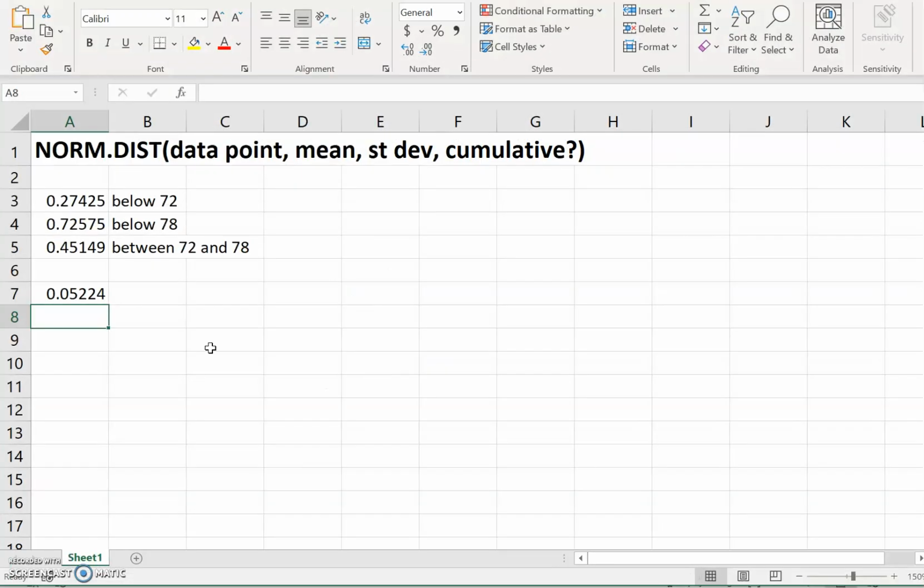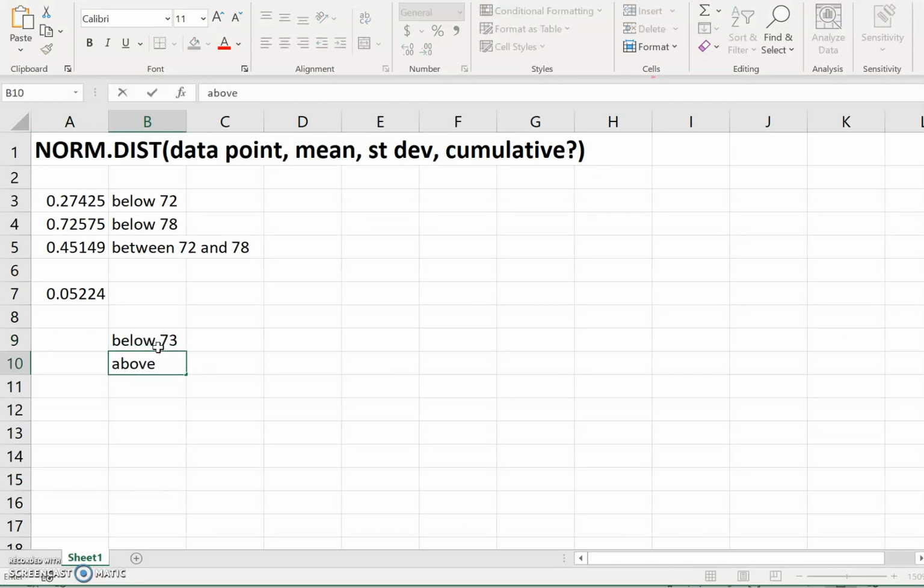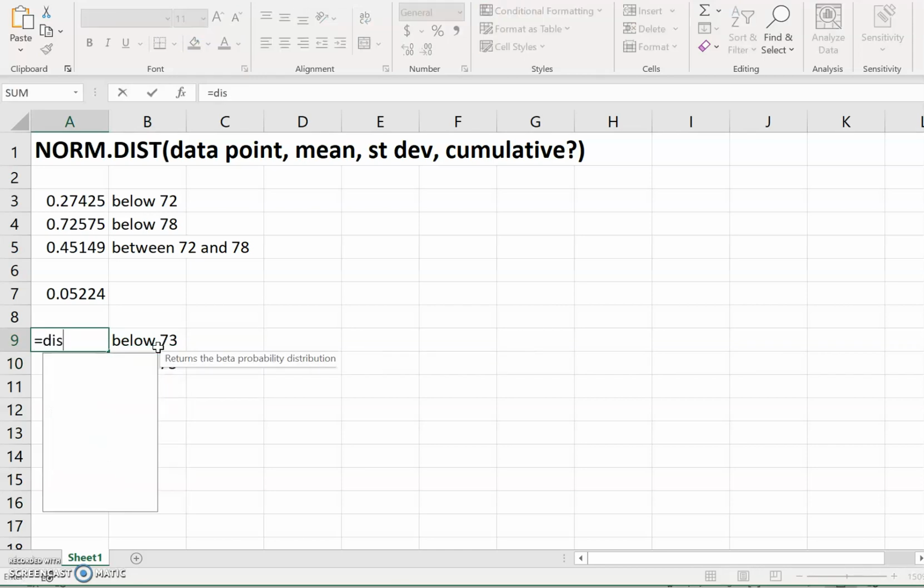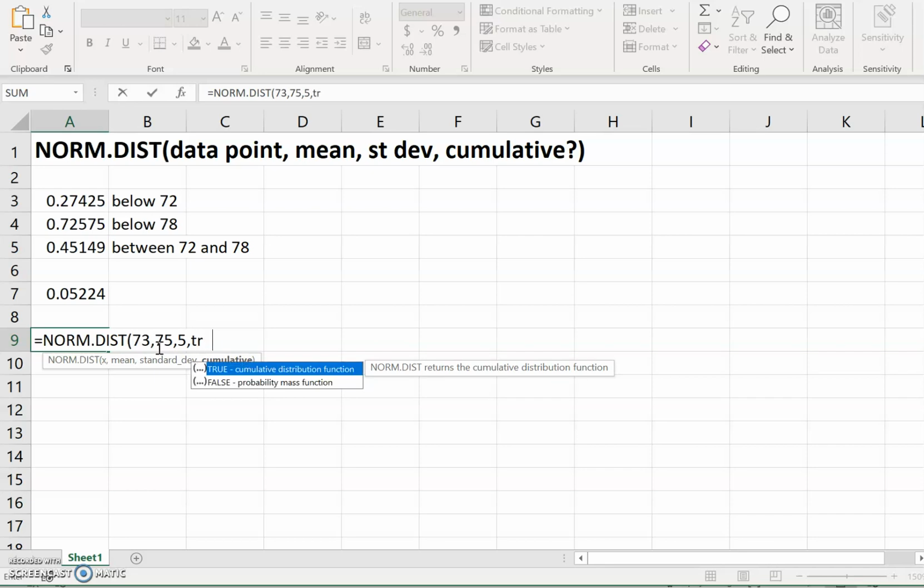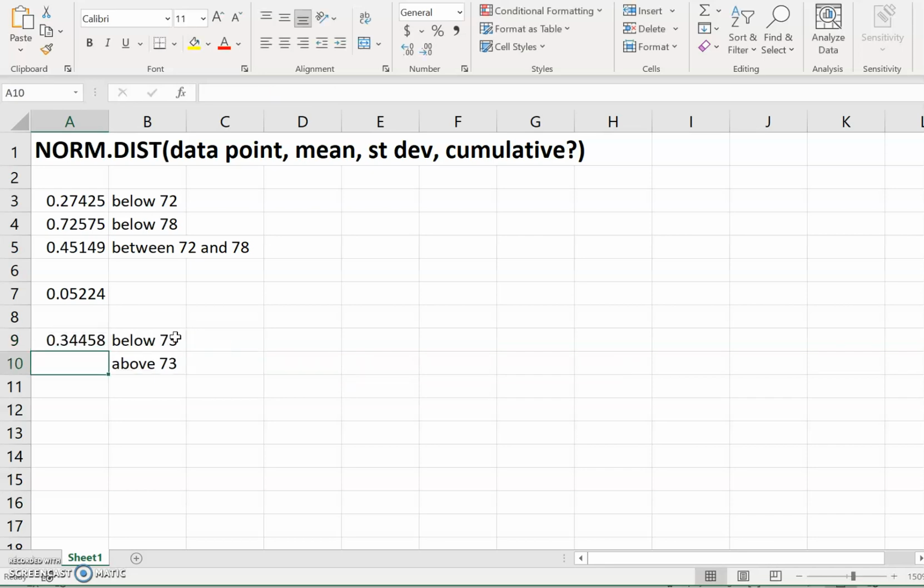So we want a score of at least 73. Well, okay. We can look at below 73 and then above 73. So below 73 is going to give us norm.dist. So if we said below 73, we'd say 73 is our data point, 75 and 5 are the mean and standard deviation, and then let's say true. So we get this much is below 73. So above 73, we can say equals 1 minus that amount, right? And those two together should equal 1 or 100%, right? Because if we choose a point to split the data, then whatever percent is below, the remaining stuff is above.